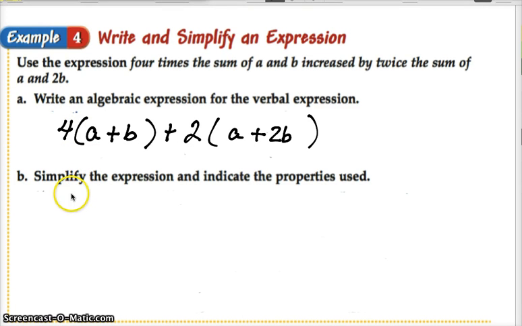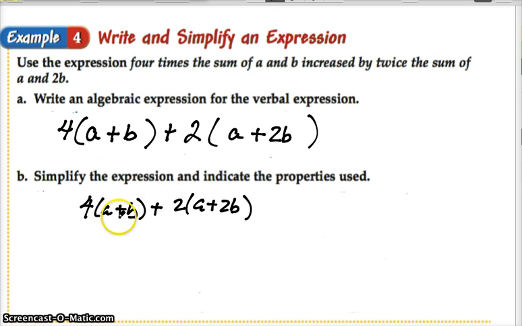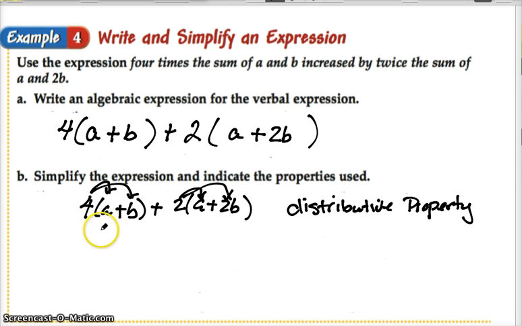The first thing I would ask you to do, I'm going to just rewrite this problem really quickly, is to get rid of the parentheses. I like to say free them from the parentheses. You can't actually do what's in there first because those are unlike terms. We're going to use the distributive property. Multiply through by the number on the outside of the parentheses. So then I get 4A plus 4B plus 2A plus, now 2 times 2B is 2 times 2 is 4, 4B. So this is what I get when I use the distributive property, which gets rid of the parentheses.